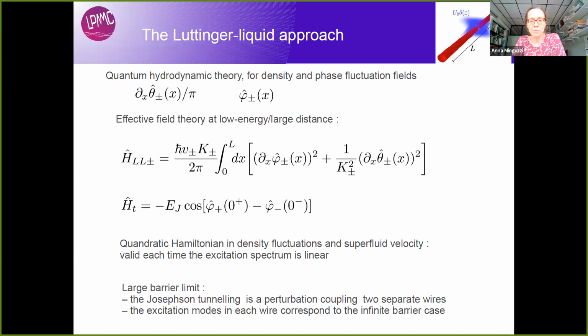So this is, of course, an approximation of the full microscopic model. In particular, it's valid at sufficiently low energy, where the excitation spectrum is linear. We are also making a second approximation: we are assuming that the Josephson tunneling connecting the two wires is a perturbation. And so, for example, we will describe the dynamics, so the collective modes in each wire, taking the infinite barrier limit.